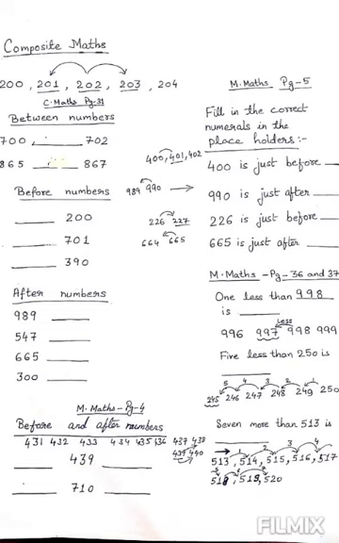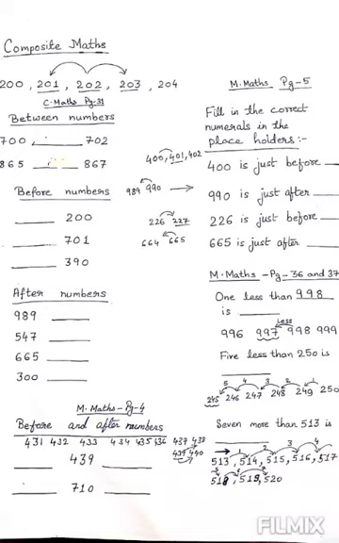Now coming to mental maths, page number 5. Fill in the correct numeral in the placeholder. 400 is just before. So suppose I start writing 2-3 numbers here and there: 400, 401, 402. So 400 is just before which number? It is just before 401.